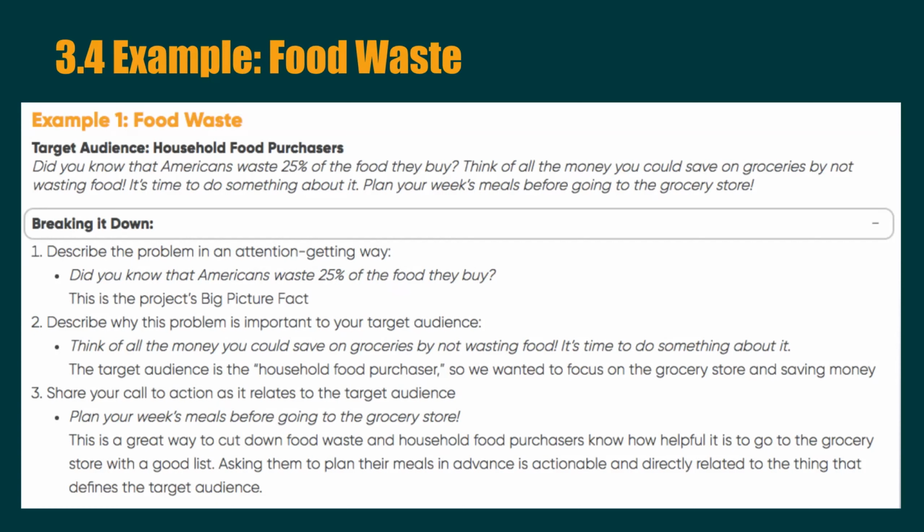This is: plan your week's meals before going to the grocery store. This is a great way to cut down on food waste, obviously, but household food purchasers also know how helpful it is to go to the grocery store with a good list, right? Asking them to plan their meals in advance is actionable, and it's directly related to the thing that defines the target audience. This isn't saying, okay, cool, you could save a lot of money at the grocery store, now the next time you're in line at the cafeteria, make sure you get only what you want to eat, right? This is perfectly tailored to the target audience.